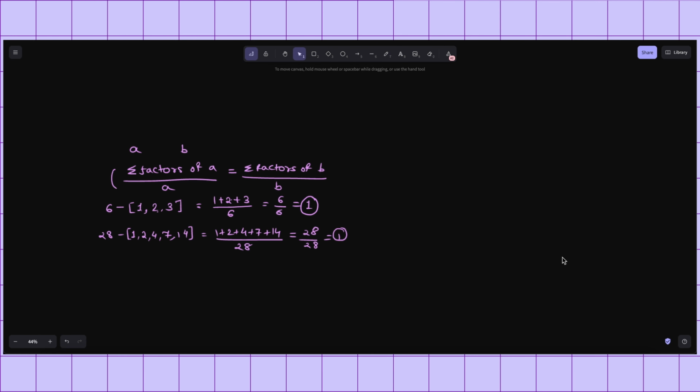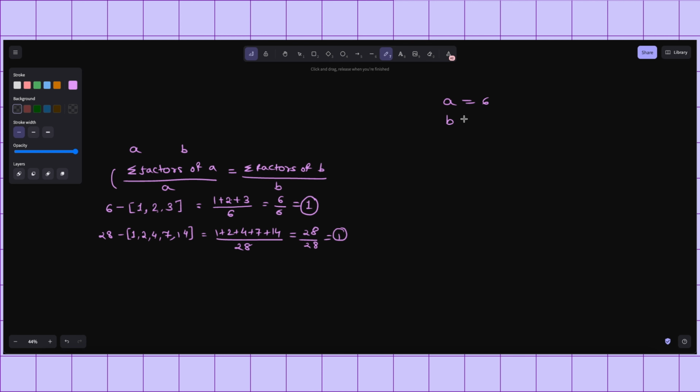Now let's look at the pseudocode here. Let's say we have two numbers given. Let's say A equal to 6 and B equal to 28. These are user defined. I have defined them, and they can also be user input values. Now the thing is, we need to calculate the ratio, right? But before that, we need to calculate the sum of the factors of a number.